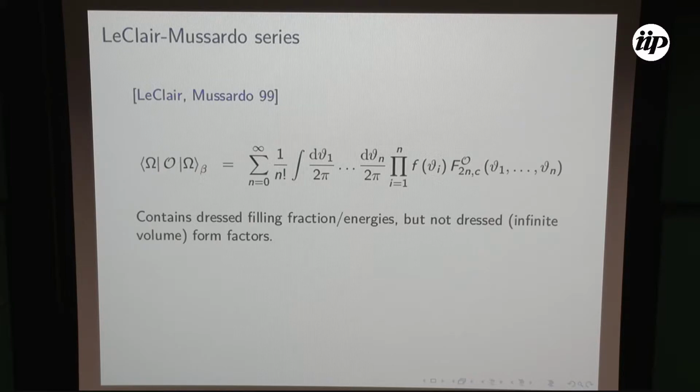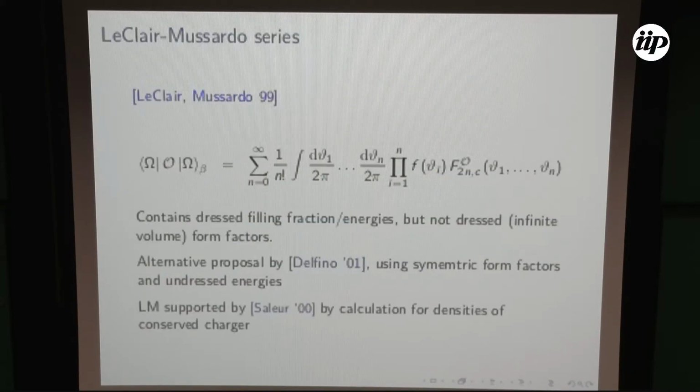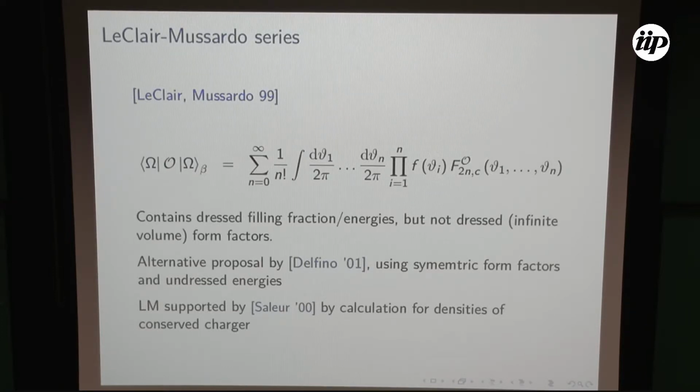Okay, so LeClair and Mussardo made the conjecture. Then there was an alternative proposal by Delfino that used the symmetric evaluation, and the energy is not the pseudo-energy, but really the bare energy over here. So there were a few years when people tried to figure out what's good or not good. There was an article by Saleur in 2000 where he showed that if you take densities of conserved currents or conserved charges, then you can show that the LeClair-Mussardo conjecture is really valid. It's for conserved quantities.